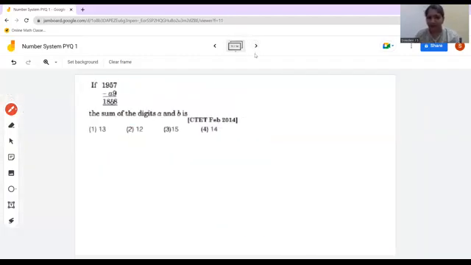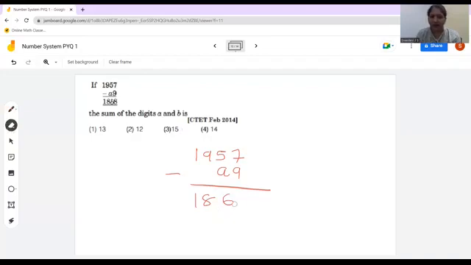Okay. Now, we have a question. If 1957 is subtracted by A9, where we don't know the digit A, we will get the answer 18B8, sorry, it is B. Here also the digit is unknown. So we need to find out what is the sum of A and B.